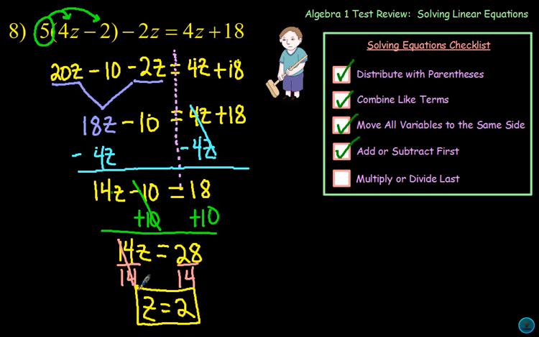Z equals 2. All right, well, it's that time again for you to try number 8 in the middle and number 8 on the right side. So pause the video now, and we'll see you in a second.